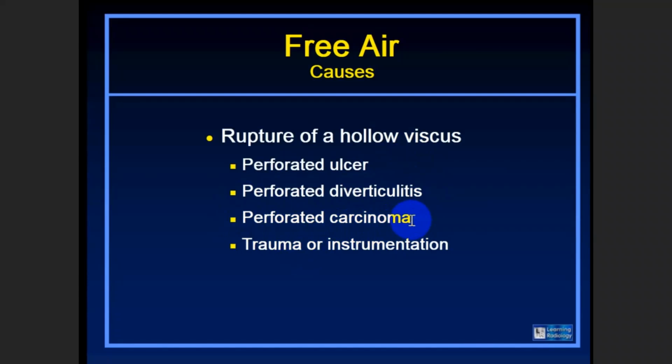This is why in cases of small bowel obstruction and large bowel obstruction, we have to refer the patient to the surgical team to repair the intestinal obstruction, because sometimes it can lead to perforation of a hollow viscus. Trauma also, penetration of the bowel, or iatrogenic in cases of operations and instrumentation, can cause rupture of a hollow viscus in an iatrogenic way.